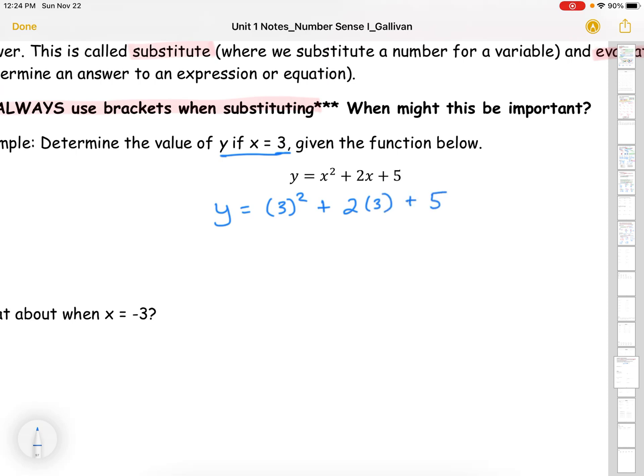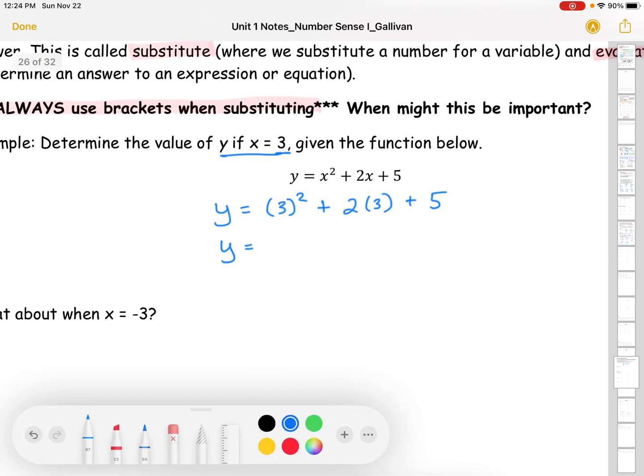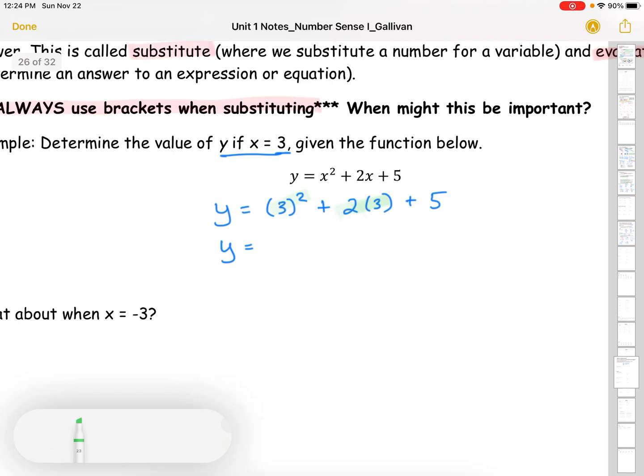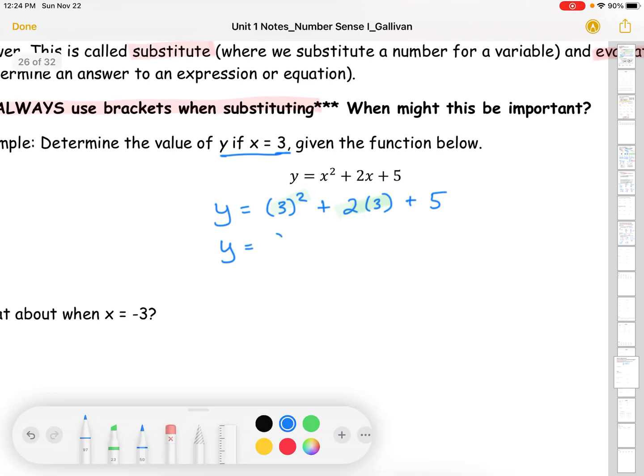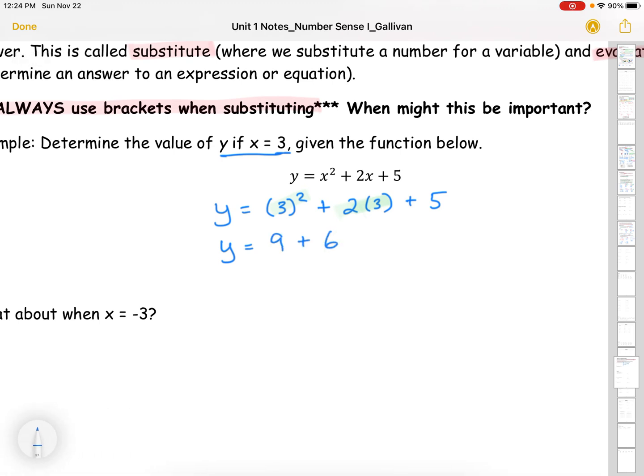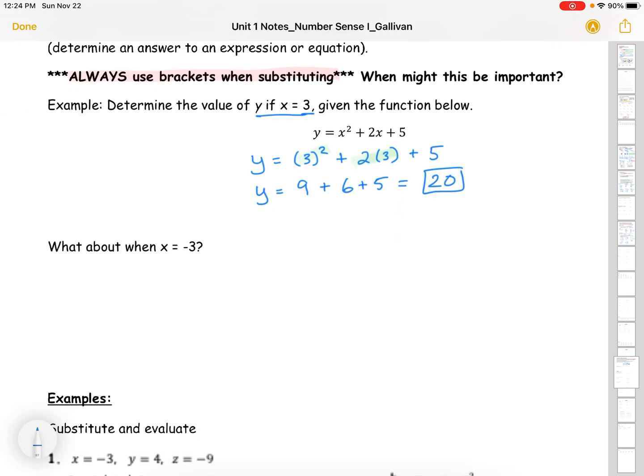So you see how I put brackets in? It's going to make a difference. Not so much with this one, but it will for other things. Now we follow our order of operations. So to do that, I can evaluate this, and then I'll add separately. So 3 squared is 9, plus 2 times 3 is 6, plus 5 equals, so I'm going to have 9 plus 6 plus 5, equals 20.